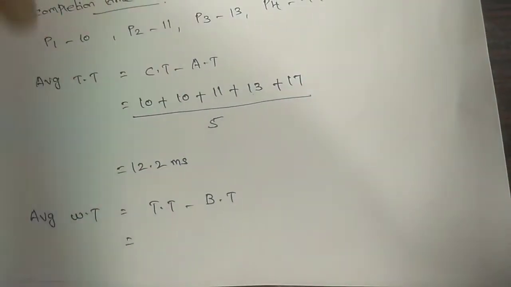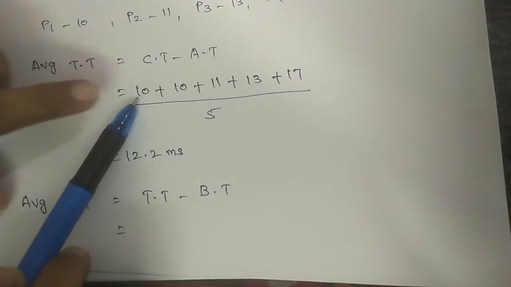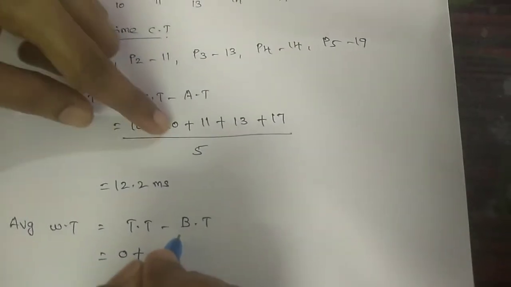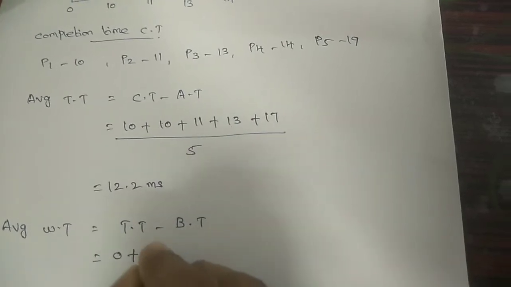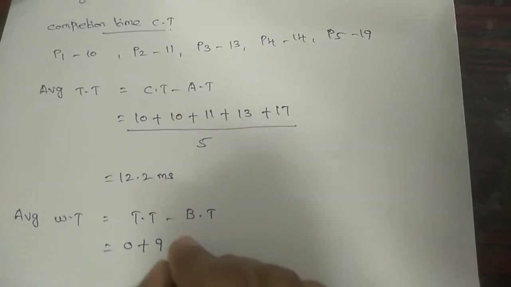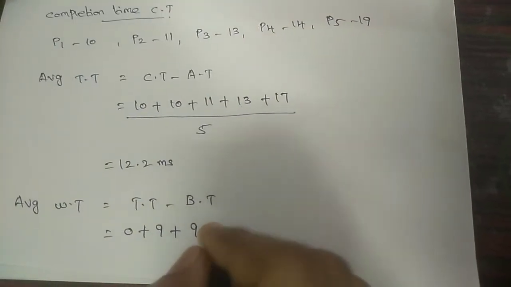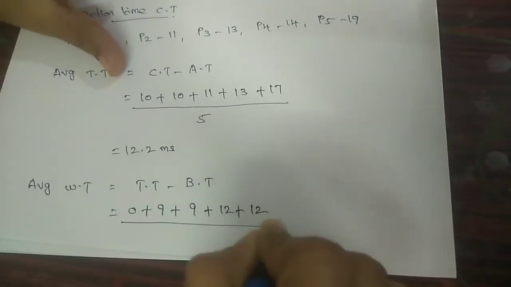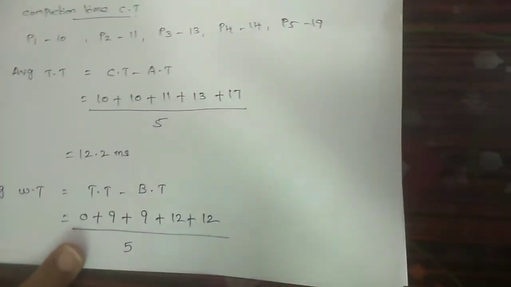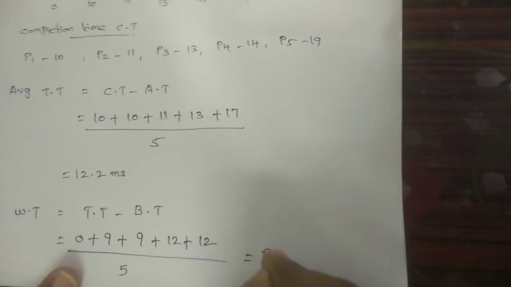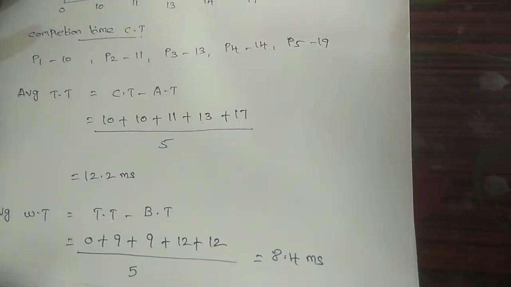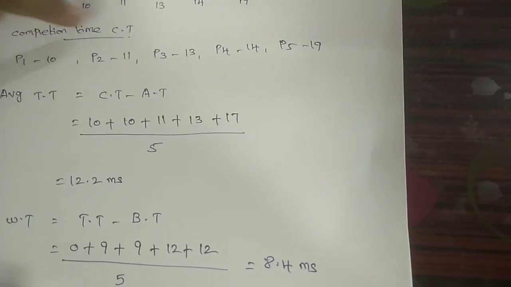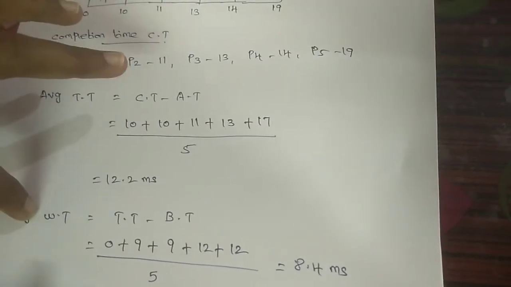So TT minus BT, where BT means burst time. We subtract 10 minus 10, that is 0 for process P1, plus 10 minus 1, that is 9, plus 11 minus 2, that is 9, and then 13 minus 1, that is 12, and then 17 minus 5, that is 12. We have 5 processes, so divided by 5, after calculating this we get 8.4 milliseconds. So this FCFS non-preemptive scheduling has been calculated. We have calculated the CT and then TT and then WT.